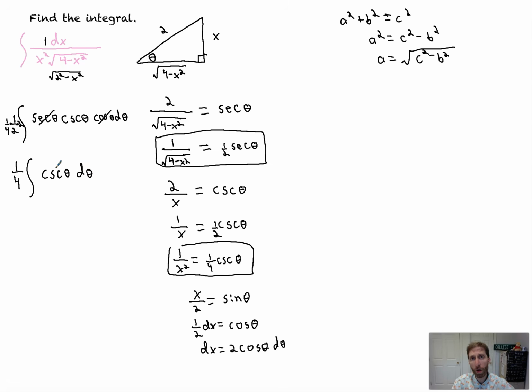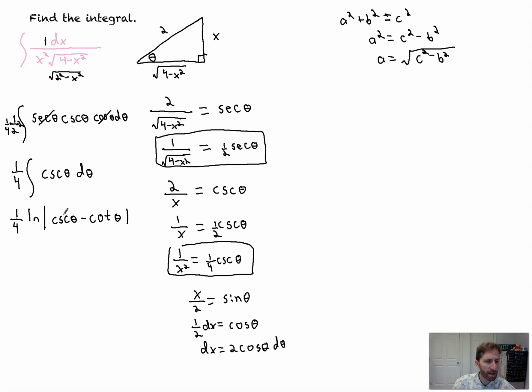The integral of this one is either you memorize it or you don't. And so some teachers won't ask for this problem because of that. But it's going to be ln of cosecant theta minus cotangent theta. That's it.